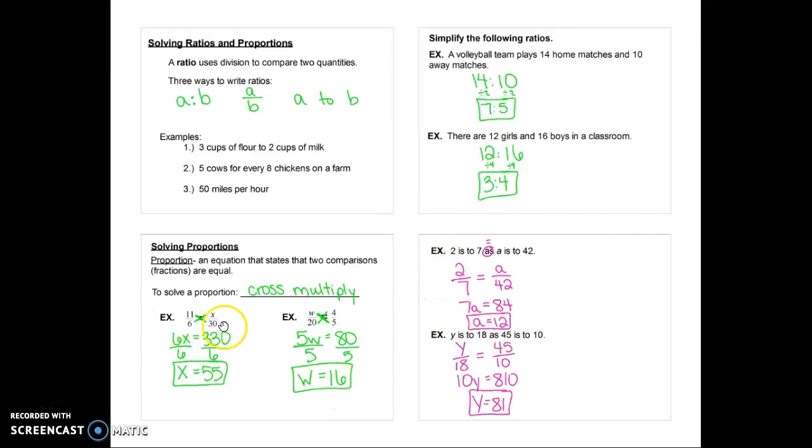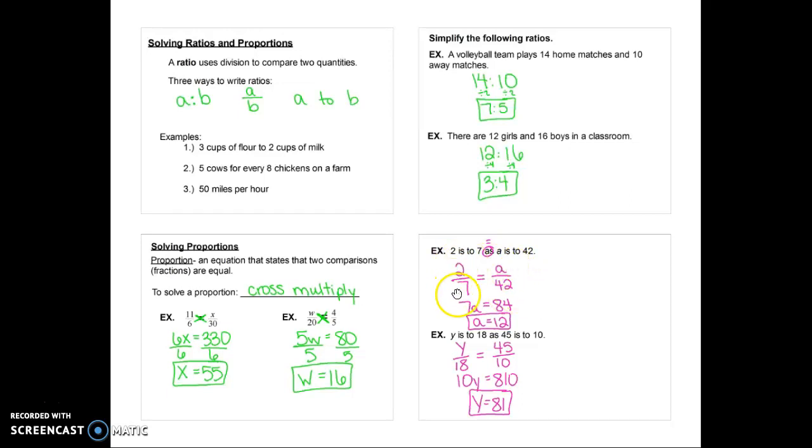Okay, now those ones were already written out for you as a proportion. Okay, they were already written as a fraction equal to a fraction. In the next two examples, they were written out in word form, and you need to change them into the fractions. So in the first example, we have 2 is to 7 as A is to 42. When you see the words is to, that's where your fraction bars go. When you see the word as, that symbolizes your equal sign. So 2 is to 7 becomes 2 divided by 7. As becomes equals, and then A is to 42 becomes A divided by 42.